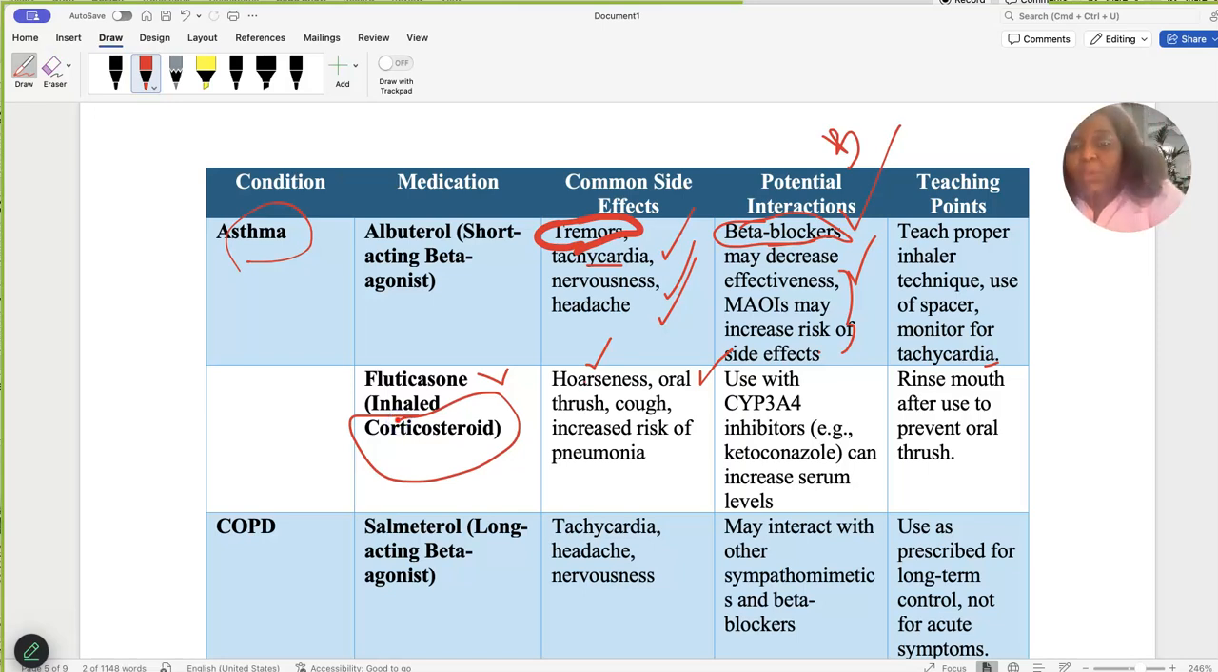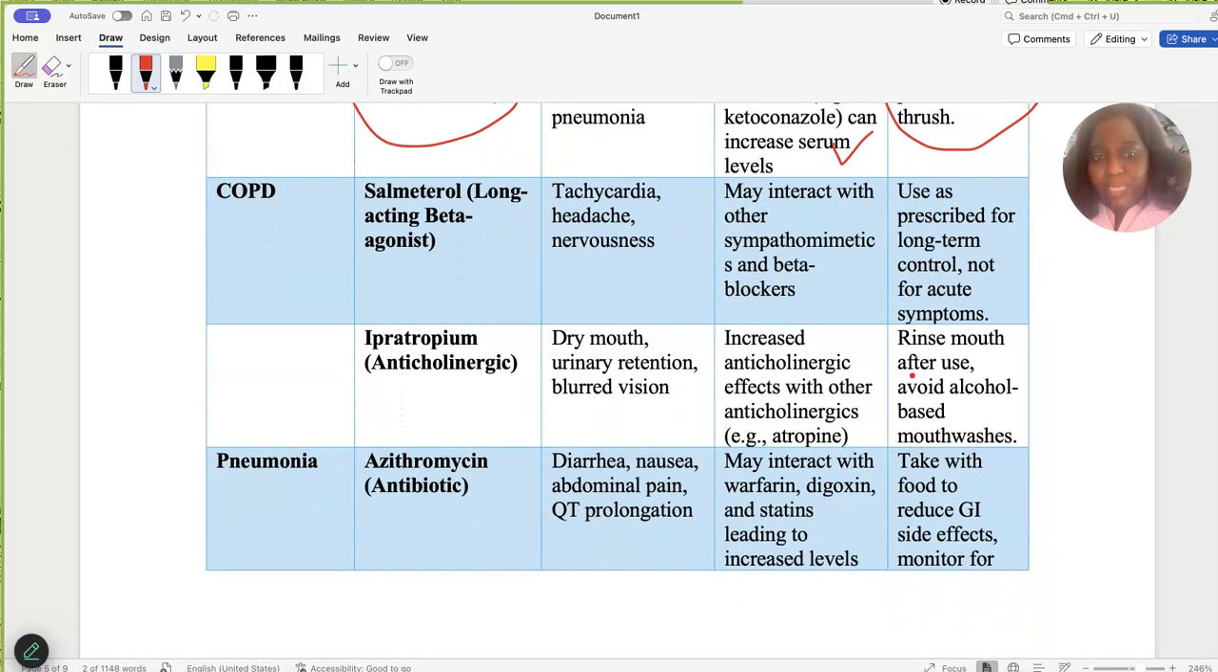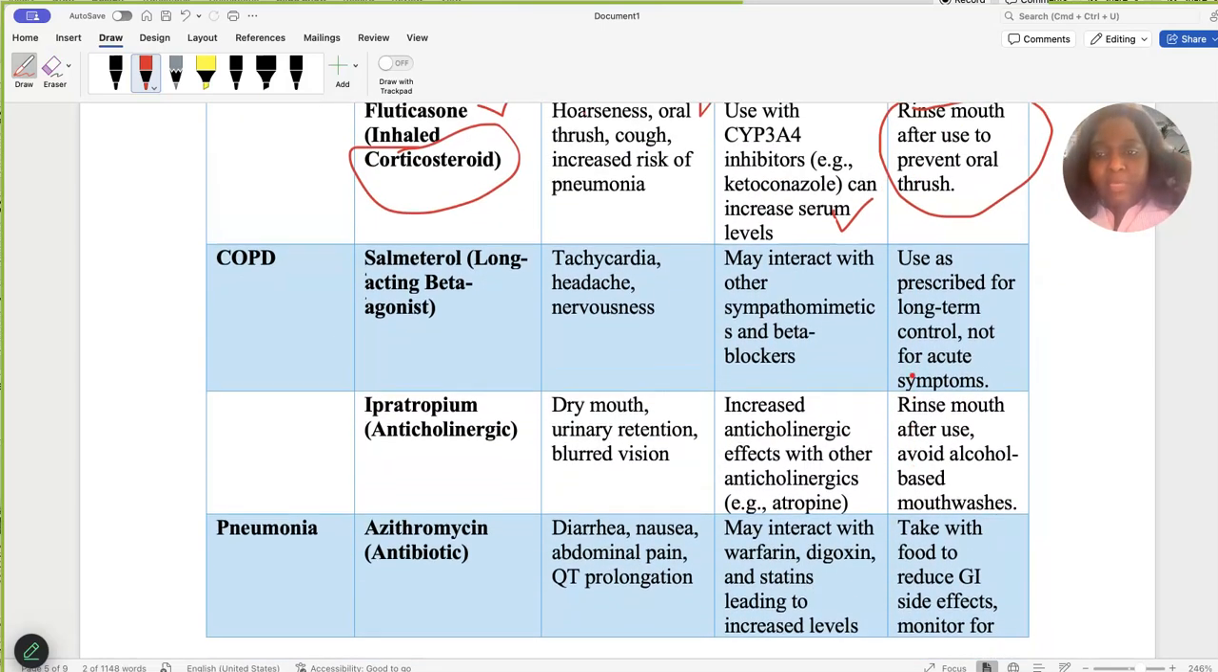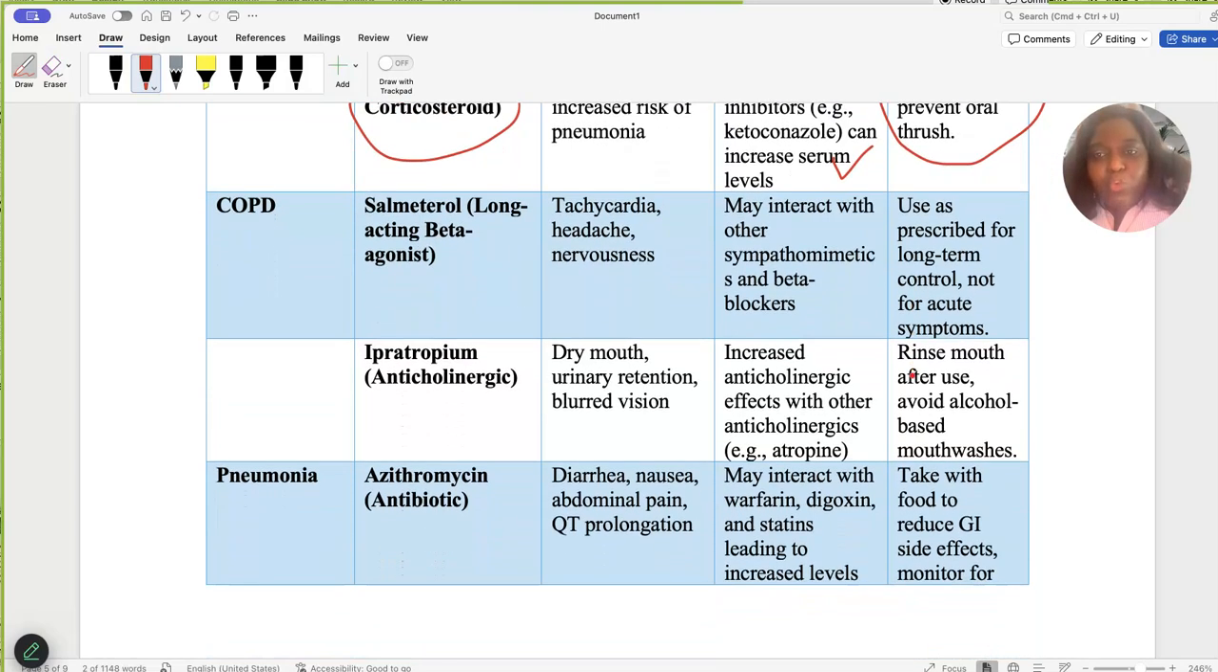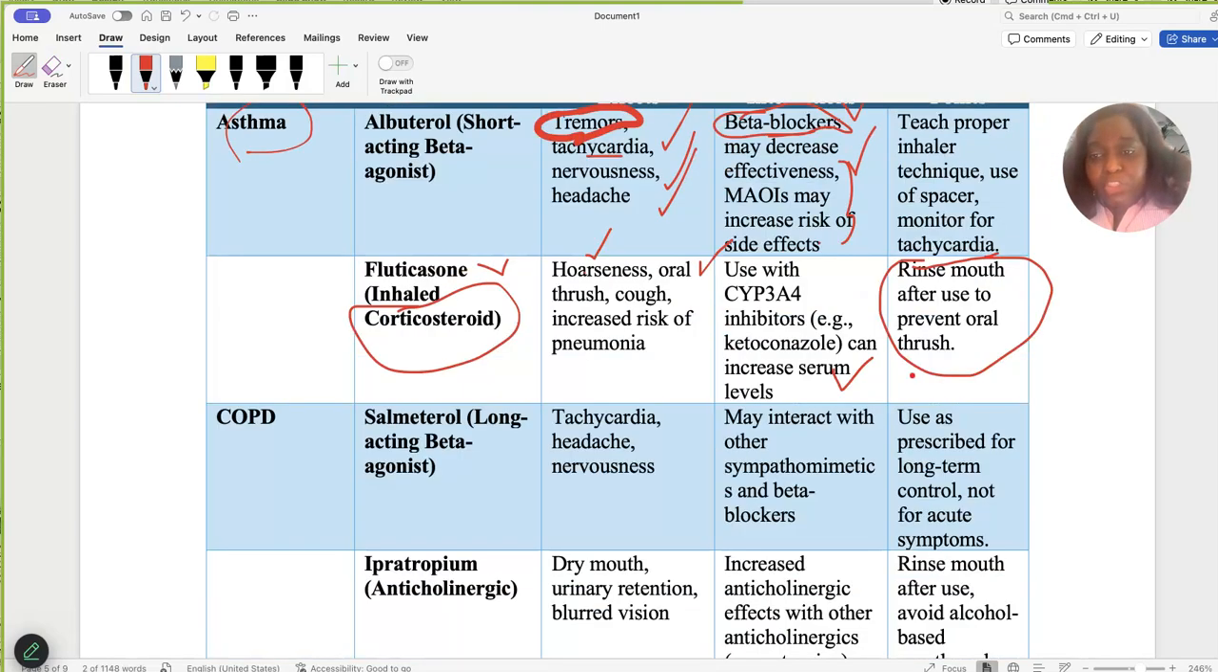So use with what? CYP3A4 inhibitors can increase serum levels. Here we're talking about drug-drug interaction, and of course, how the level can go up when we mix with inhibitors like ketoconazole, and then that will give us more dose than we really want. But the key point that you need to know for tests is that you have to rinse your mouth anytime you take corticosteroids because of that thrush, right? You have to rinse your mouth after you use it to prevent oral thrush. So you can prevent the oral thrush as long as you rinse your mouth after each use.